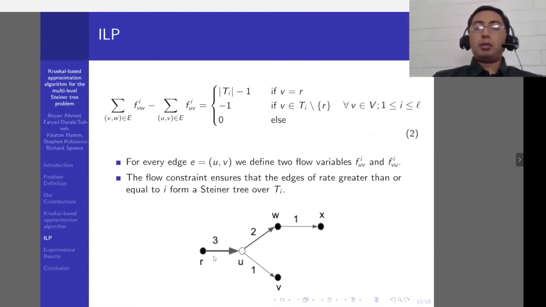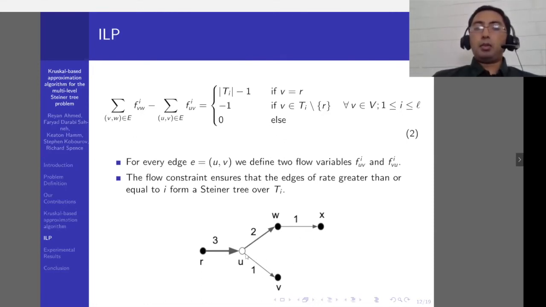Here we have two kinds of vertices. The black vertices are the terminal vertices and the white vertices are the non-terminal vertices. We select a terminal vertex as the root vertex, and the difference between the total outgoing flow and incoming flow is equal to the number of remaining terminals if the vertex is root. For example, here for the vertex R, the outgoing flow is equal to 3 and there is no incoming flow, so the difference is also 3 and we have 3 remaining terminals.